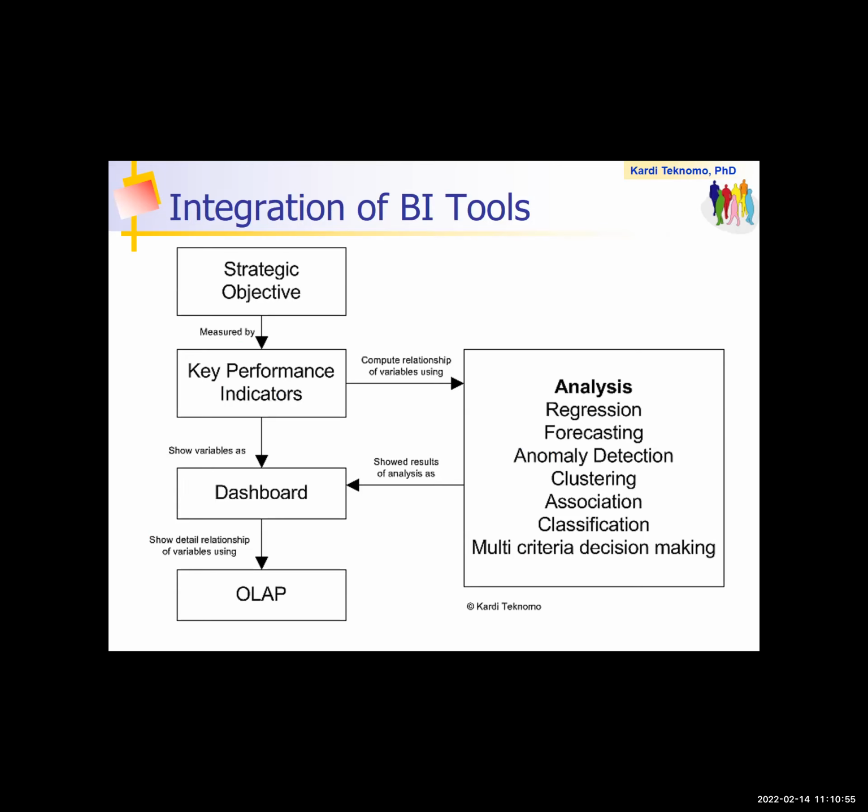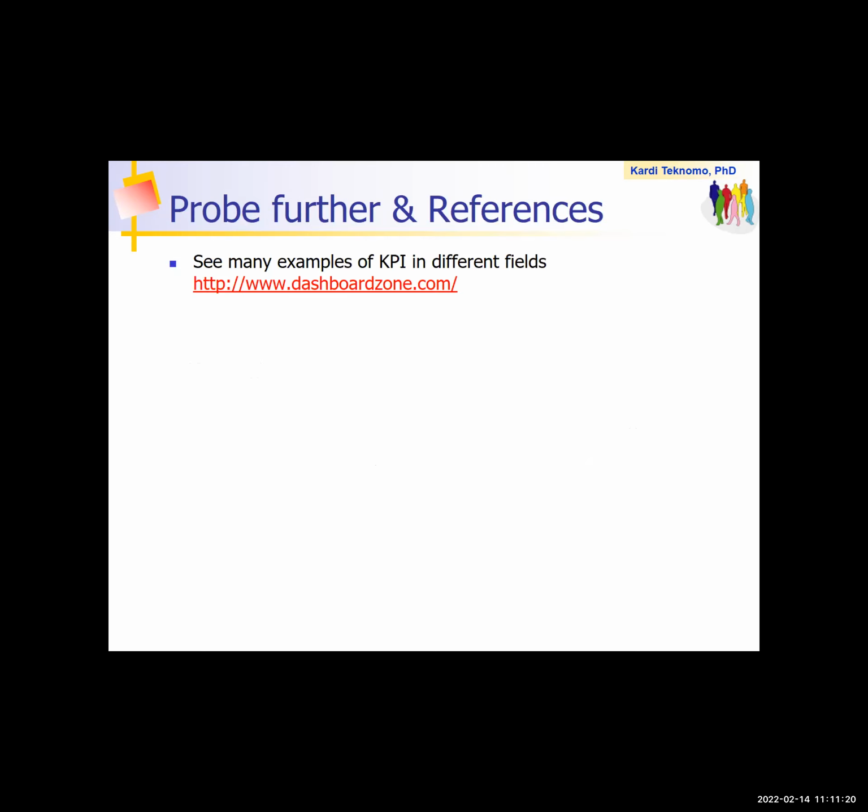Okay. Again, all of this you put together. So you have the strategic objective, right? And then you create the key performance indicator. Okay. Next time, at the end of this class, we will discuss dashboards, and in the middle we'll talk about OLAP and the analysis. Okay, that's all about the KPI, the balance scorecard, and the introduction to big data analysis.